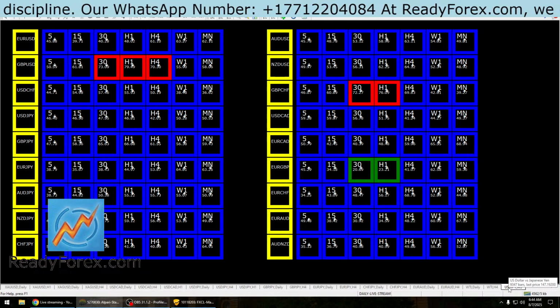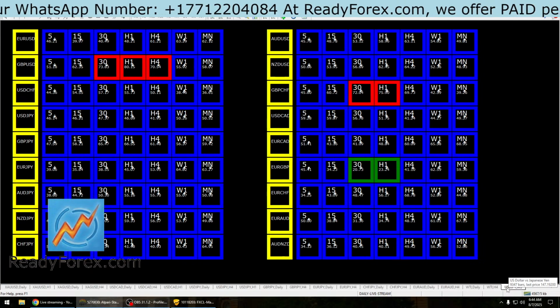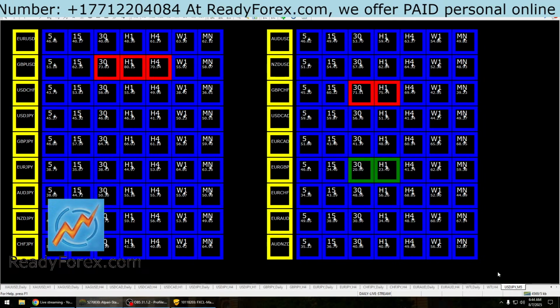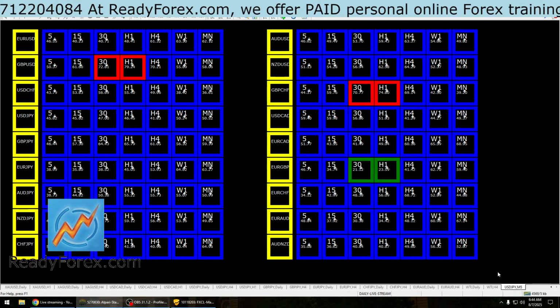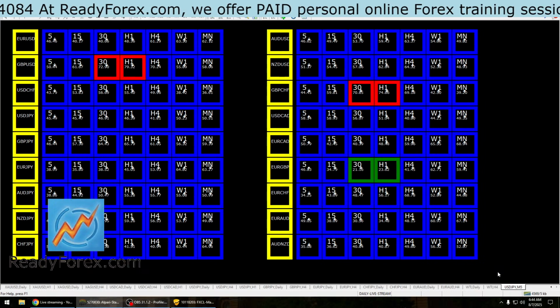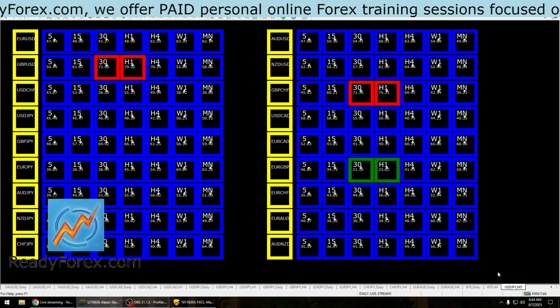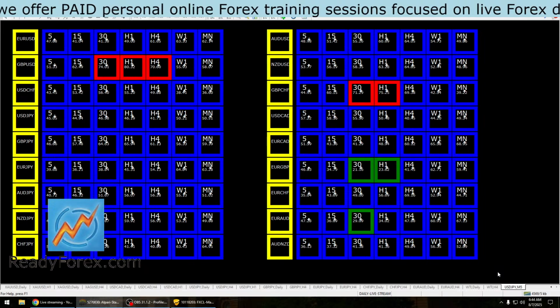So US dollar versus Japanese yen. Yen is basically trying to provide us a pullback, but the trend is down actually in USDJPY currency pair. So let's see.